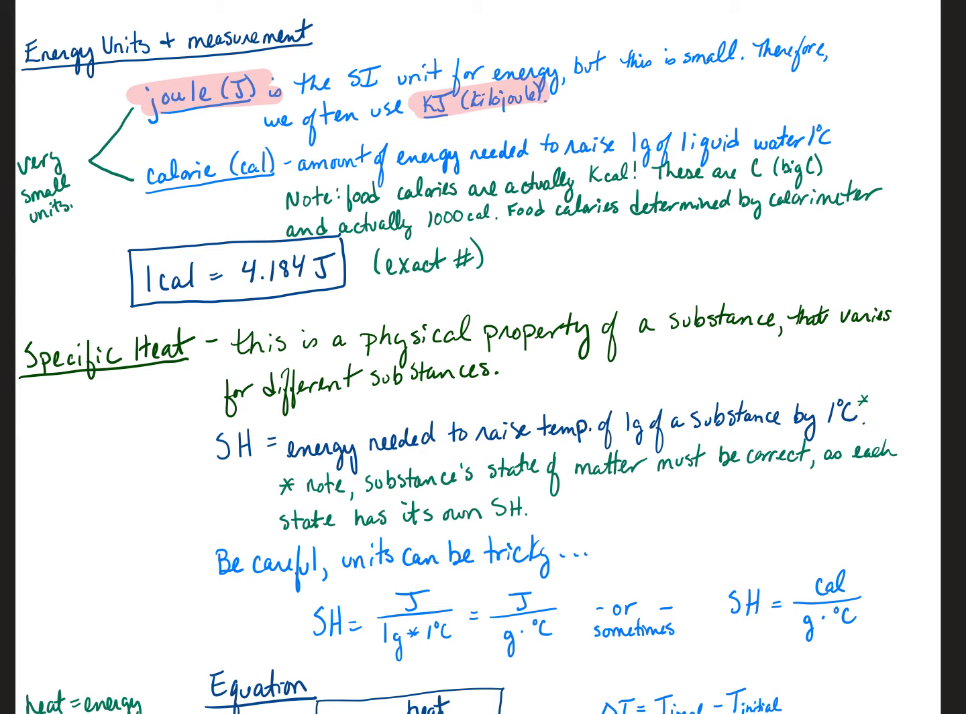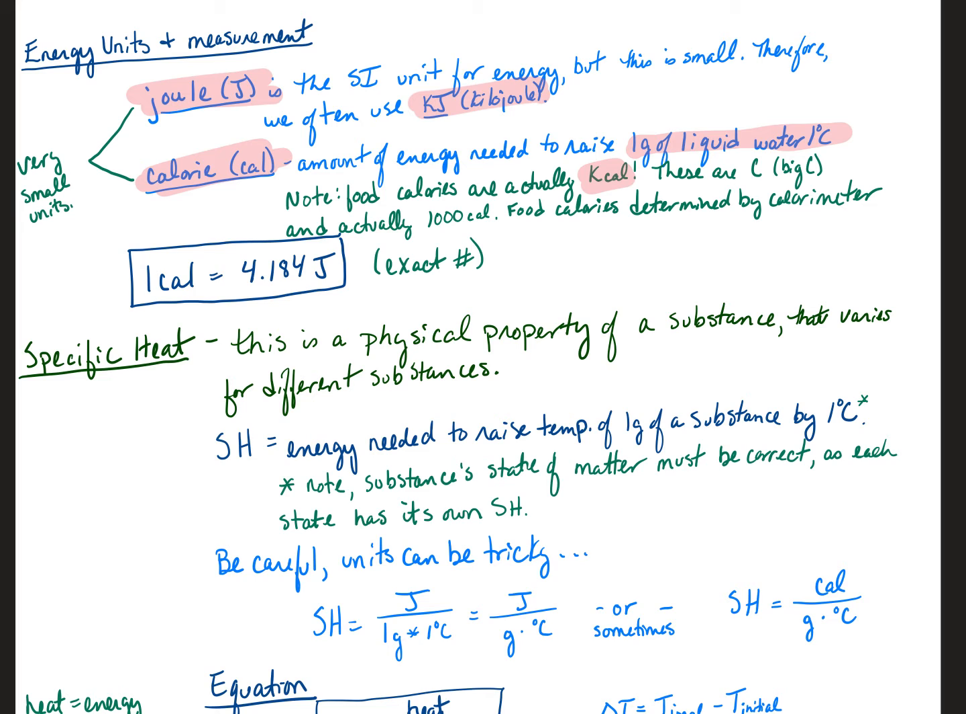Okay. Next we have calorie. Now this is abbreviated cal, and you might be familiar with this, or maybe think you do, because a calorie is defined as the amount of energy to raise 1 gram of liquid water by 1 degree Celsius. Well, here's the thing. The food calories that you're probably familiar with are actually a kilocalorie.